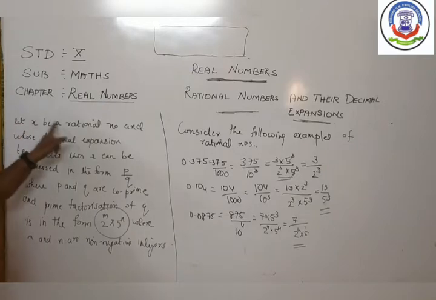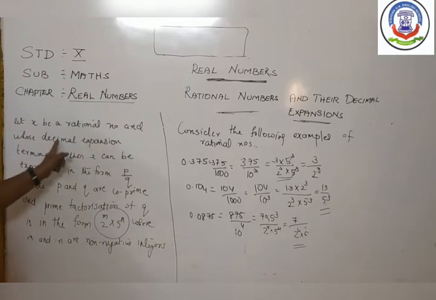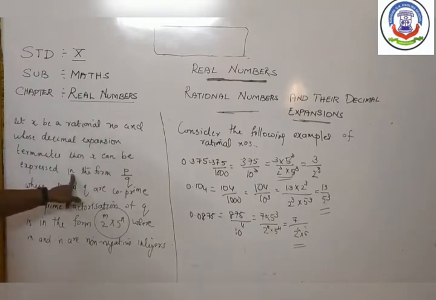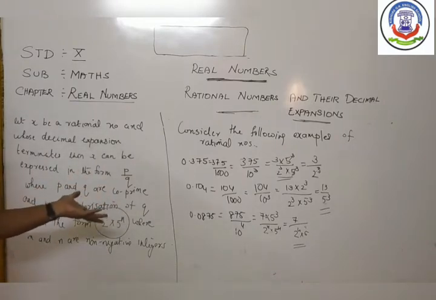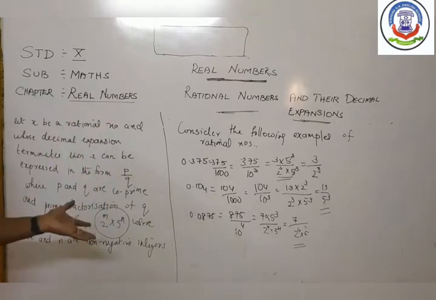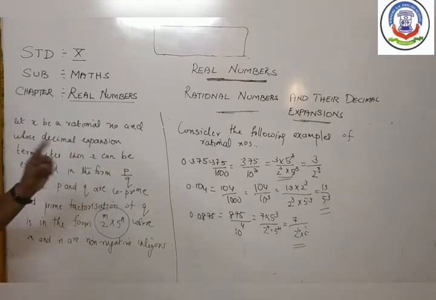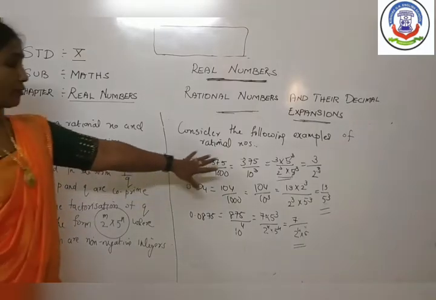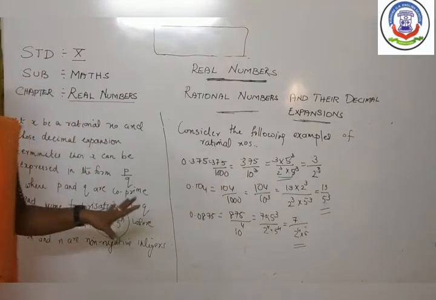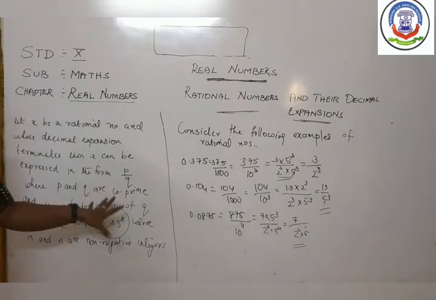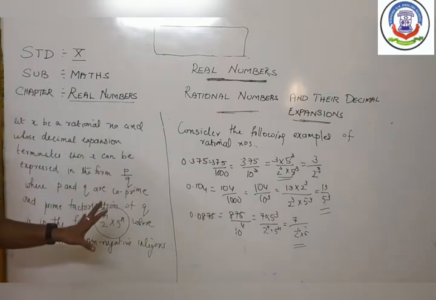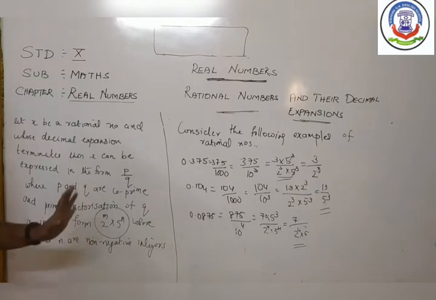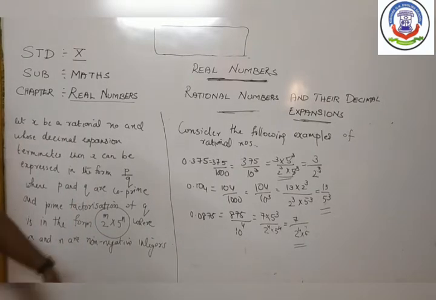That means let x be a rational number whose decimal expansion terminates, and x can be expressed in the form of p by q, where p and q are co-prime. That means p and q do not have any common factors except 1. And the prime factorization of q, that means the denominator's prime factors, will be in the form of 2 raised to m and 5 raised to n, and m and n are non-negative integers.